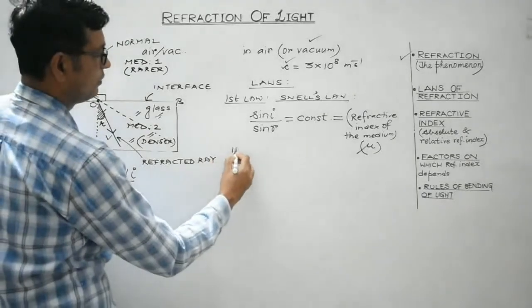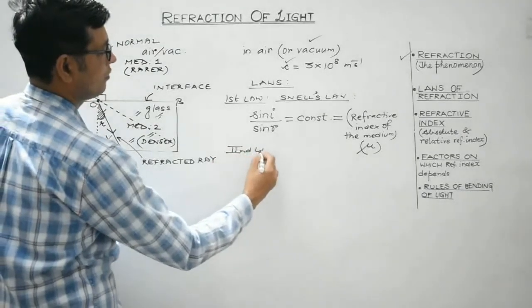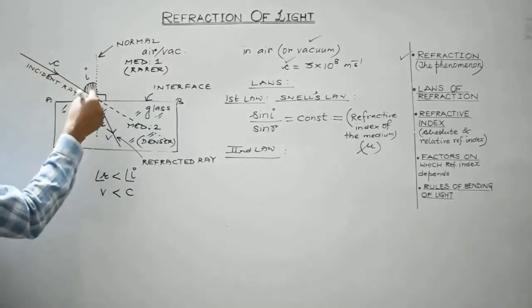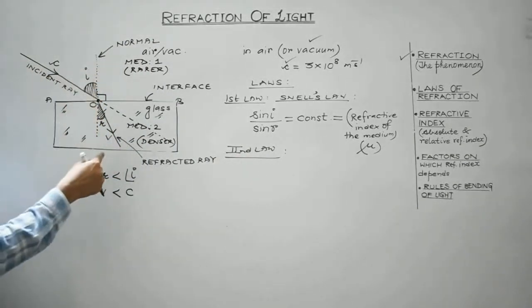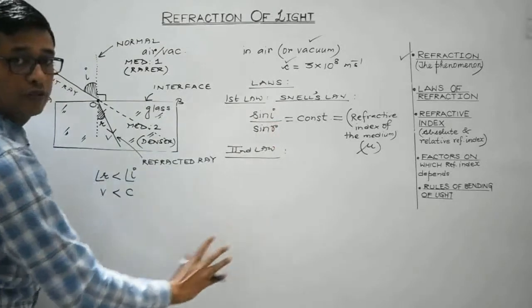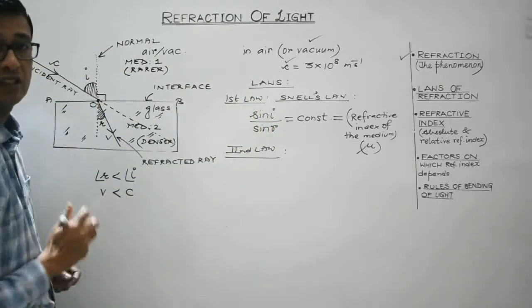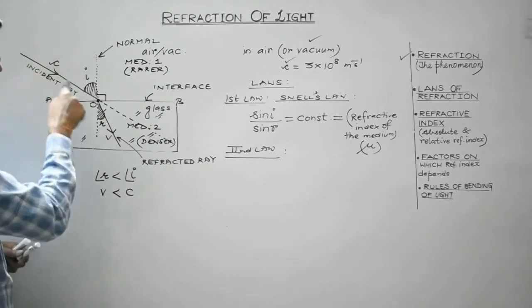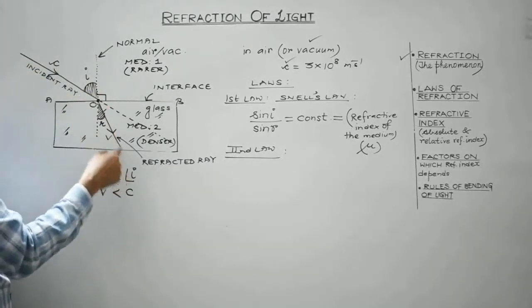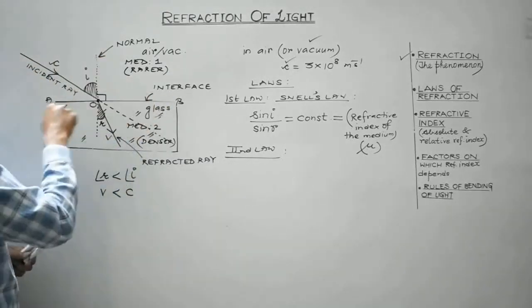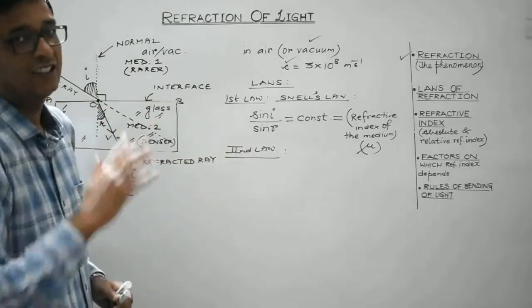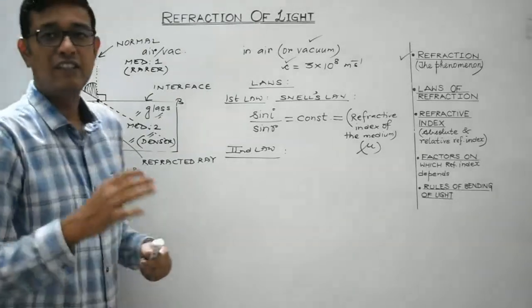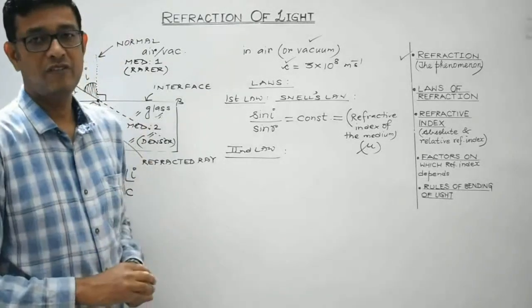And second, now look, here this is the incident ray, this is the refracted ray, and this is the normal. All these are lying on the plane of this whiteboard, isn't it? So that's the second law. The second law states that the incident ray, the refracted ray, and the normal to the interface all lie in the same plane. So these two are collectively known as the laws of refraction.